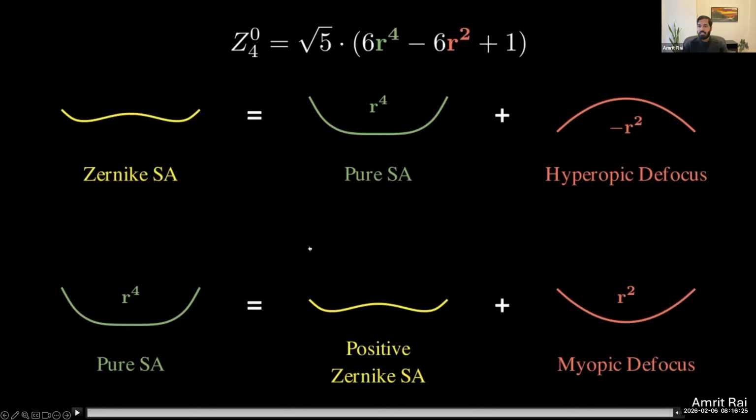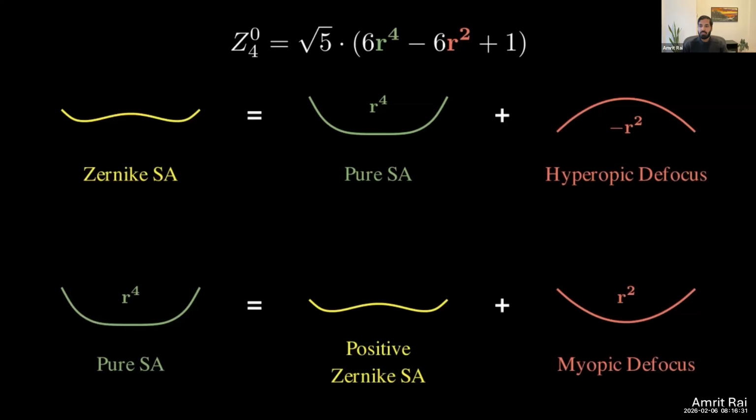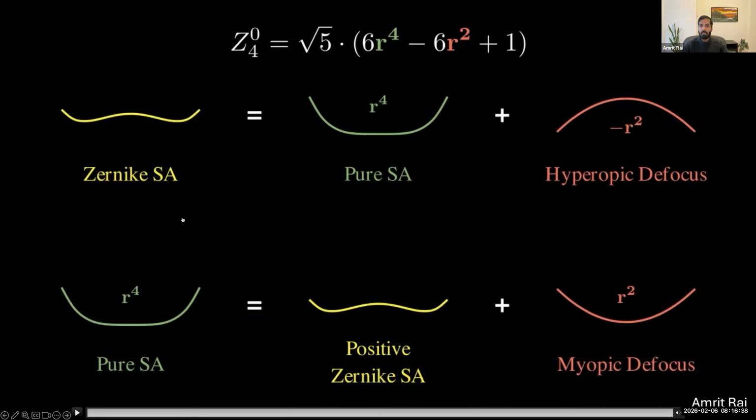What it means for us is that if you have a patient who has pure spherical aberration and you measure their wavefront using Zernike polynomials, as our current topographers do, then your topographer will report positive Zernike spherical aberration and some myopic defocus. This myopic defocus is a contaminant. This downwards curve here is only there to balance out this central bump that we find in Zernike spherical aberration.